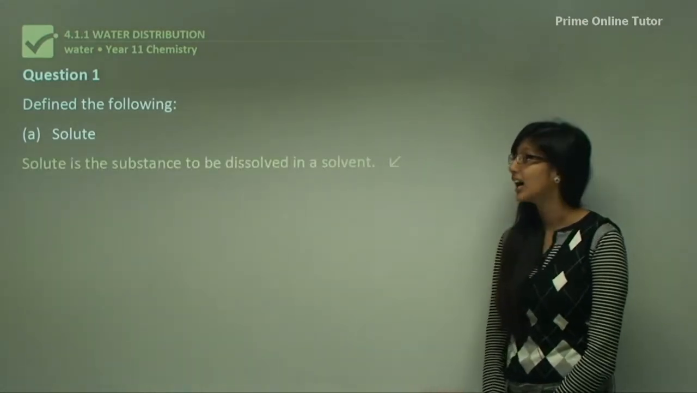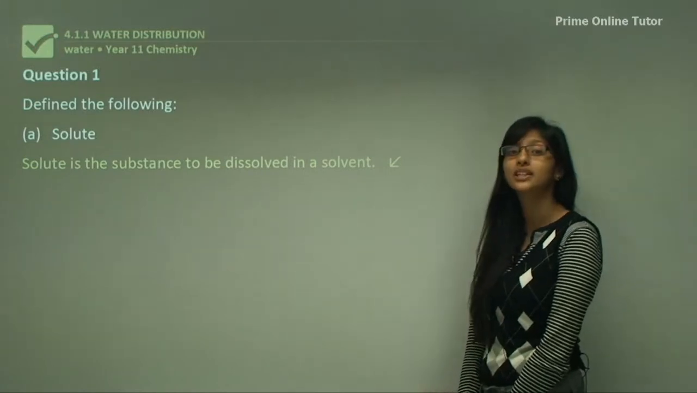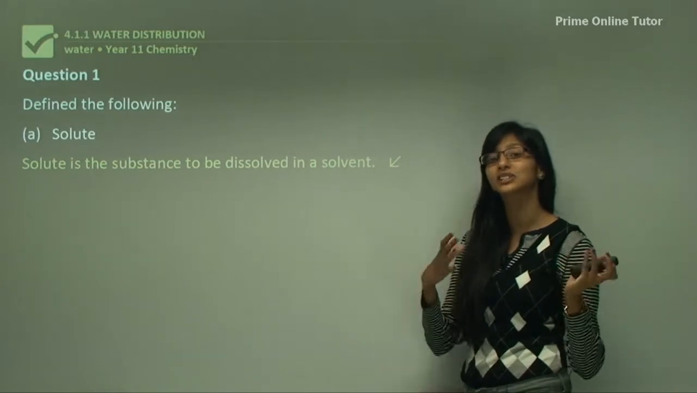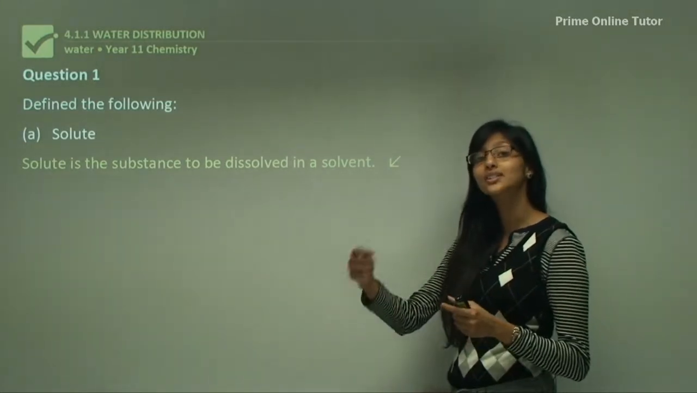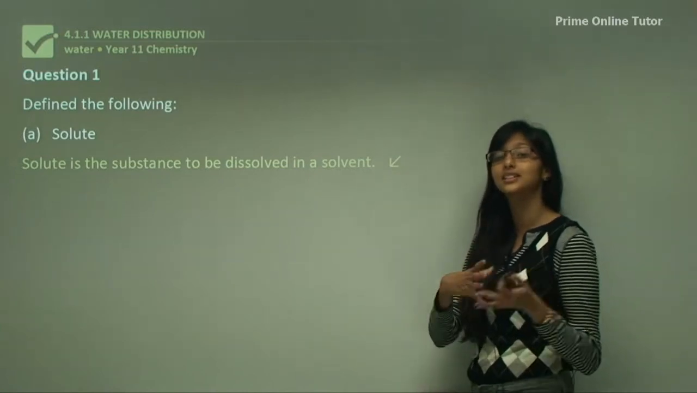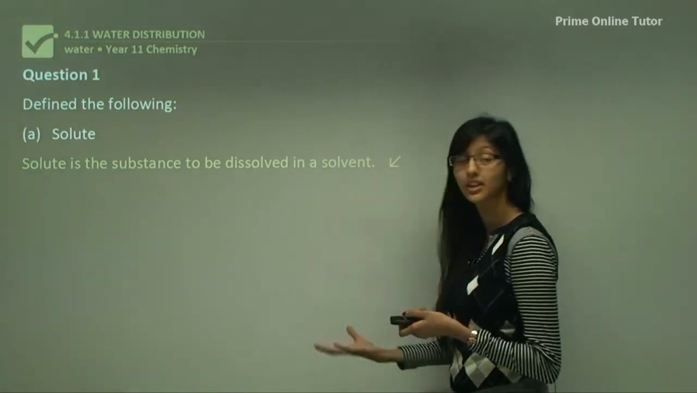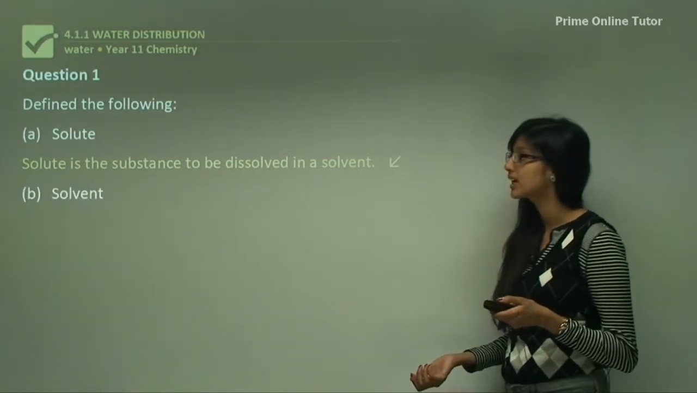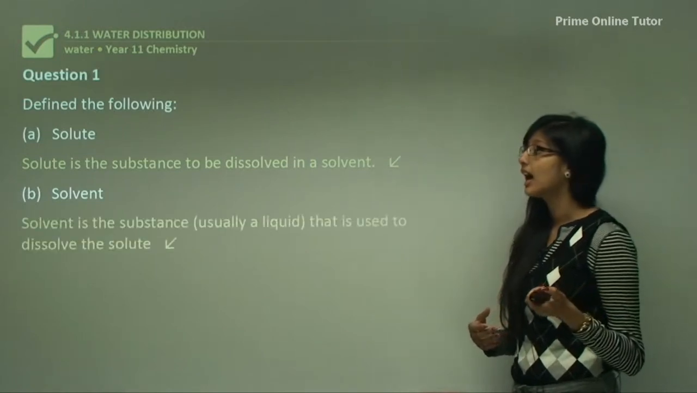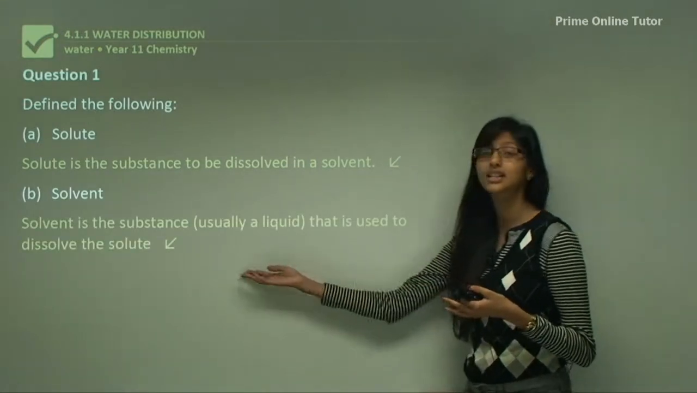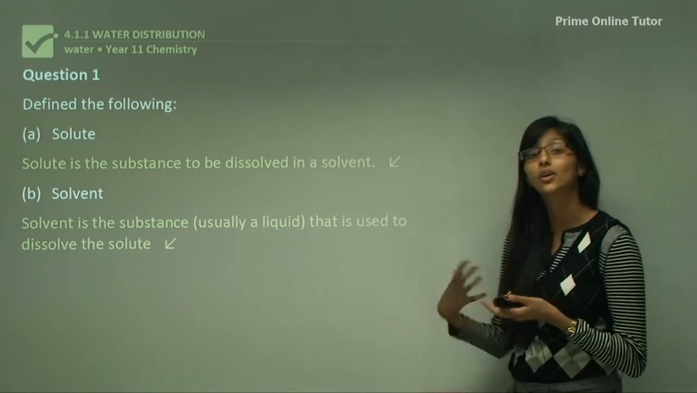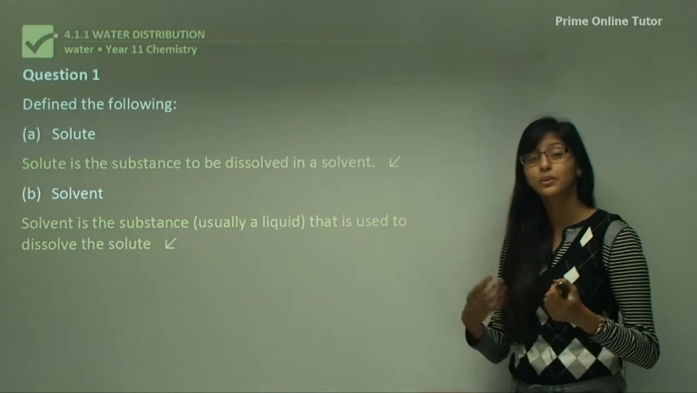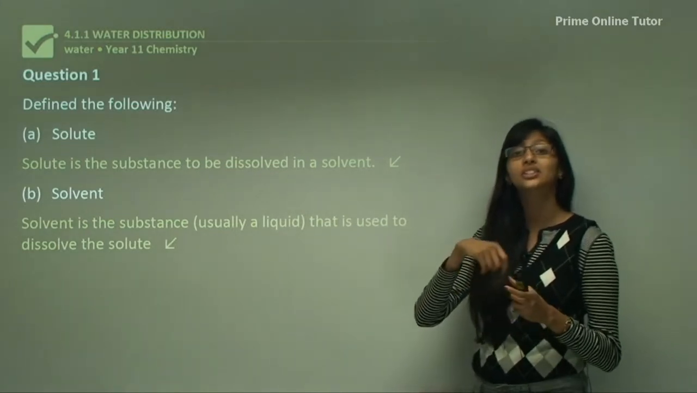If you remember, a solute is the substance to be dissolved in a solvent. Let's go back to our example of dissolving salt in water. When you put salt in water, salt is the substance that is dissolving, hence salt is the solute. So a solute is the substance to be dissolved in a solvent. What does a solvent mean? A solvent is a substance, usually a liquid, that is used to dissolve the solute. So in our salt and water experiment, when you put salt in water, water dissolves the salt.